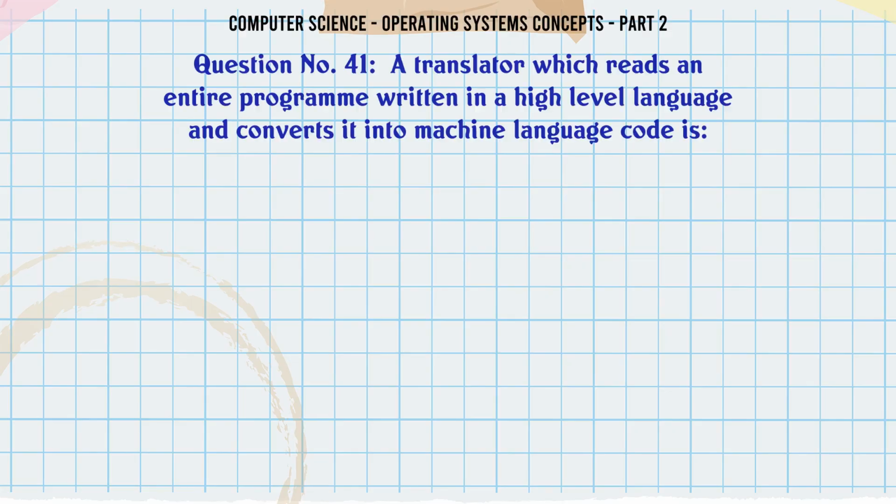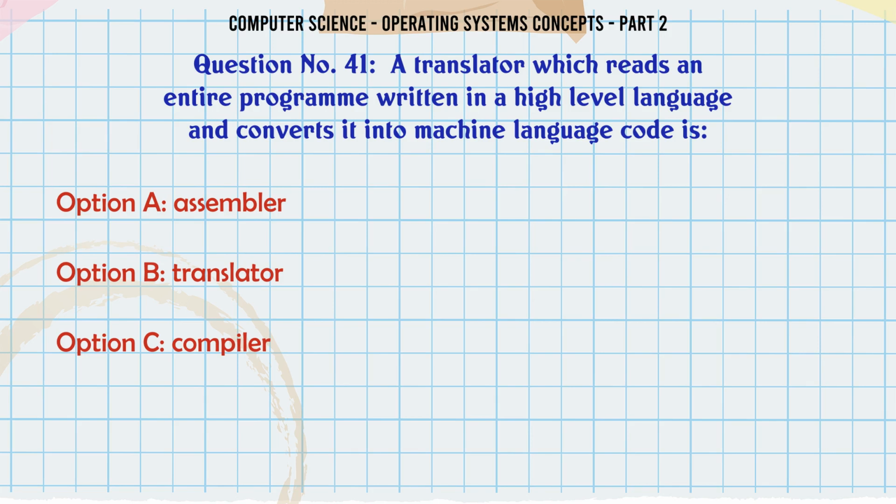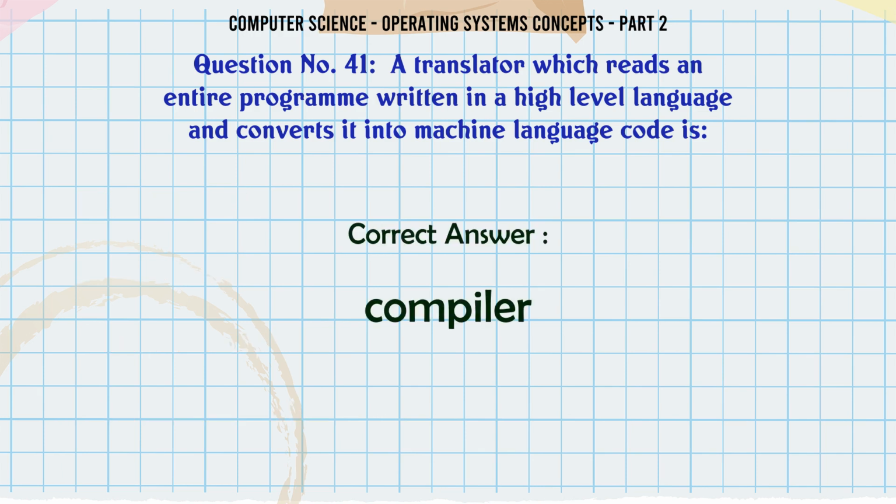A translator which reads an entire program written in a high-level language and converts it into machine language code is: A. Assembler. B. Translator. C. Compiler. D. System software. The correct answer is compiler.